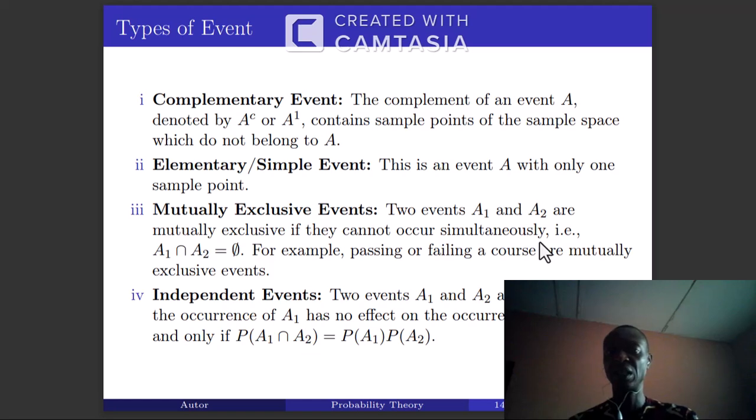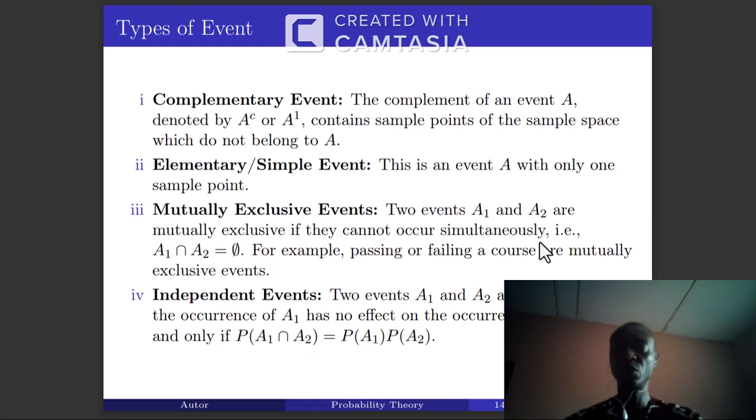If you are pregnant and there is only one child, it's either a boy or a girl. It cannot be a boy and a girl at the same time, since it is one. So it cannot occur together. That is a mutually exclusive event. The opposite is the independent event. You having an A does not disturb your friend also having an A in the same course. It's an independent event.